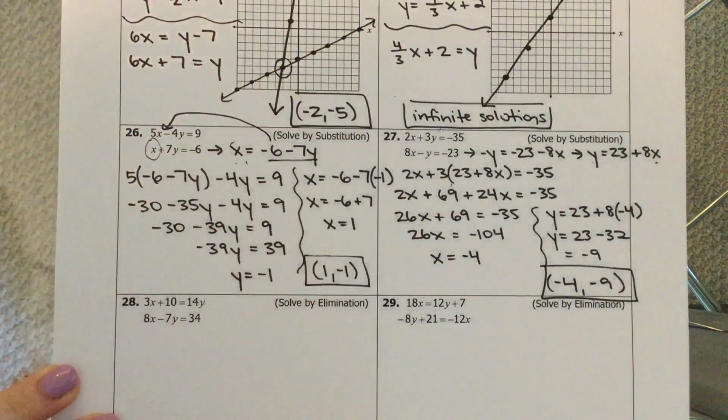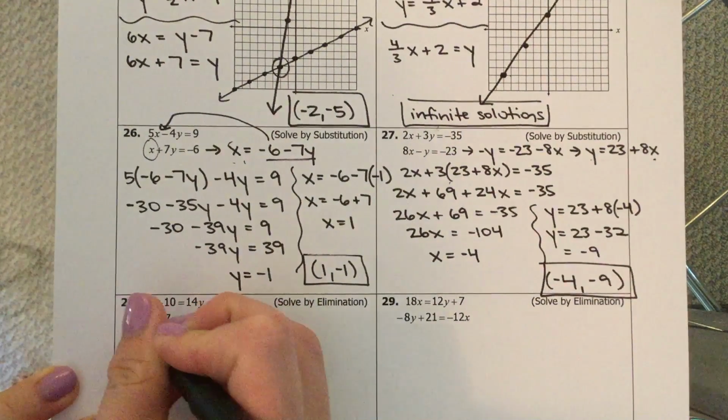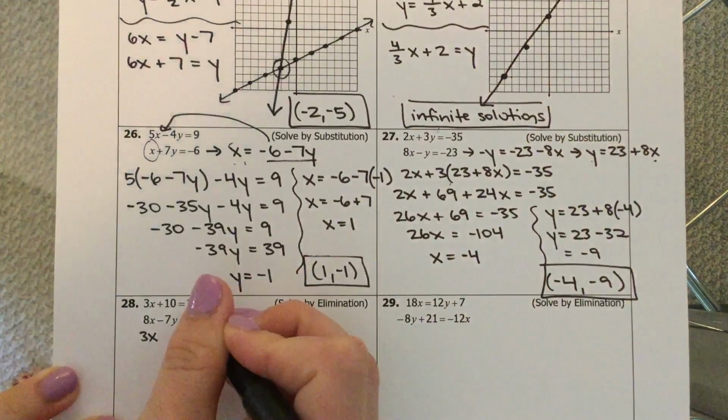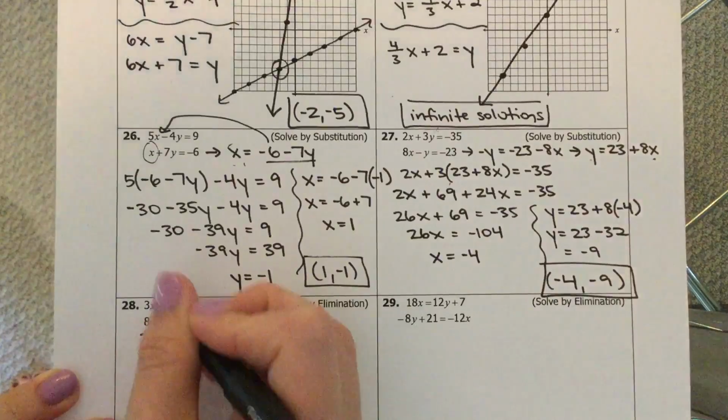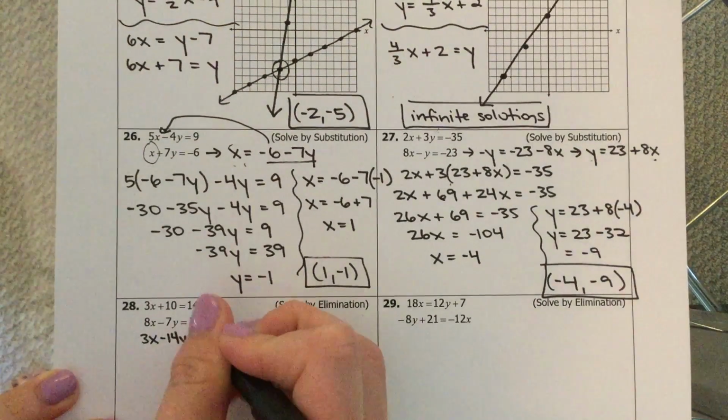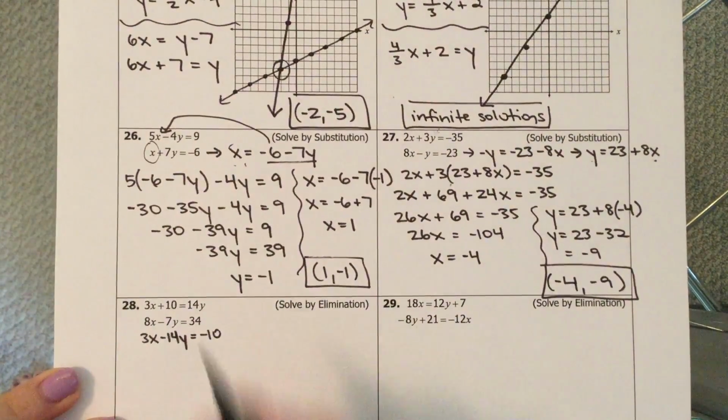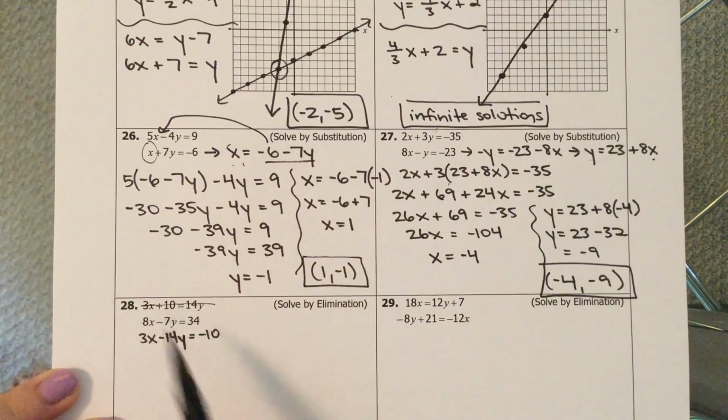So this one I'm going to rearrange the top one a little bit. So the 3x is fine where it is. I need to subtract the 14y and then subtract the 10. Okay, so a little bit of rearranging there, so forget about that one. I lined it up like that.